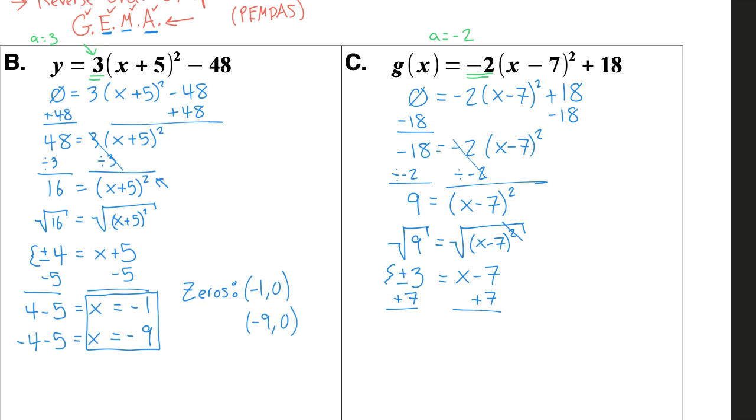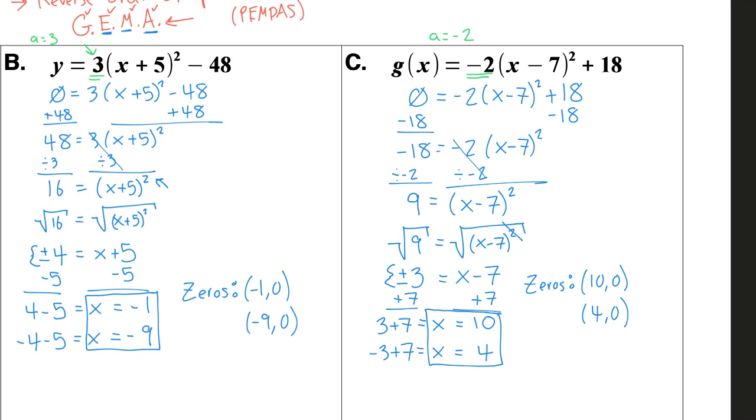And again, we're working with two numbers. So we have 3 plus 7 equals x, and we have negative 3 plus 7 equals x. So let's see, 3 plus 7 is 10, and negative 3 plus 7 is 4. So there are our intercepts. And again, as ordered pairs, we have (10, 0) and (4, 0).